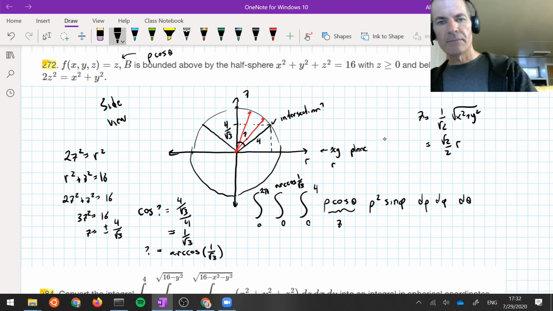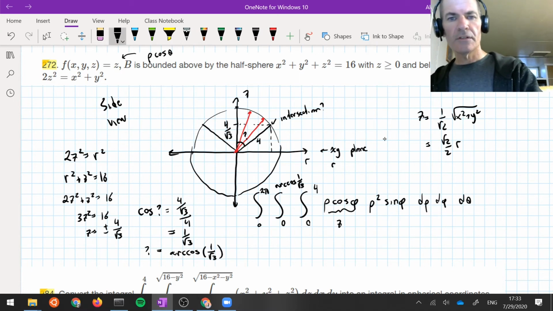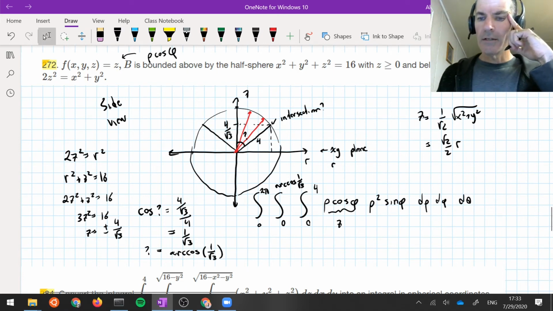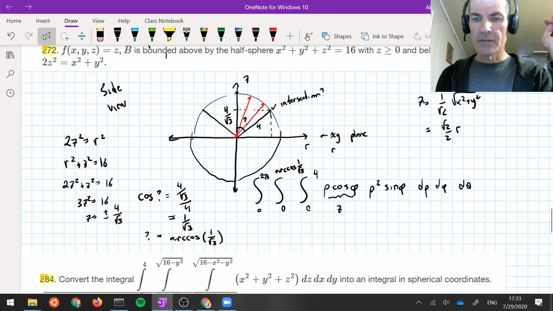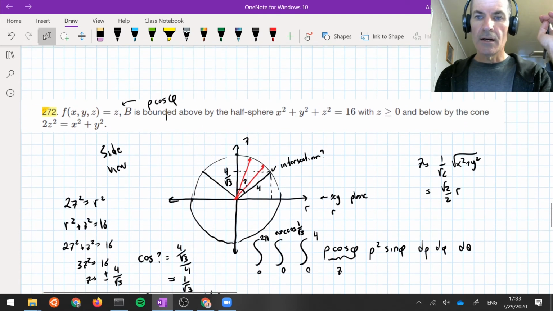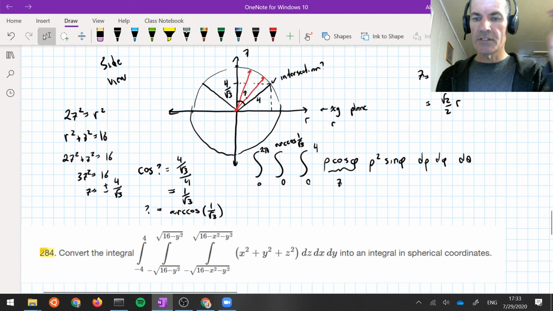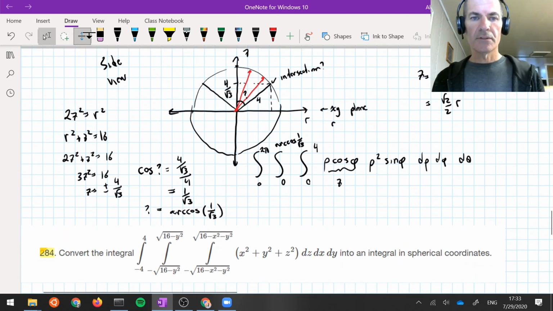And I'm sorry, I made a mistake here. This z, the transformation for z in spherical coordinates is not rho cosine theta, it's rho cosine phi. Apologies for that. Let me fix that up here too. Rho cosine phi. Okay, we now have a complete integral, right? We've got all the pieces, we've got the integrand, we've got the limits of integration, and it's now up to us to actually calculate this integral.